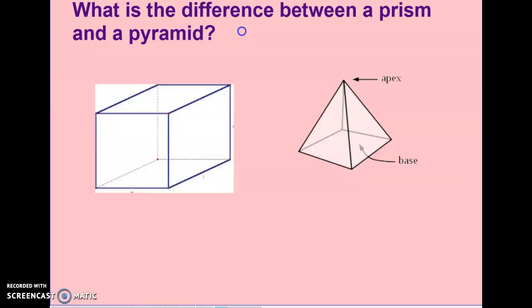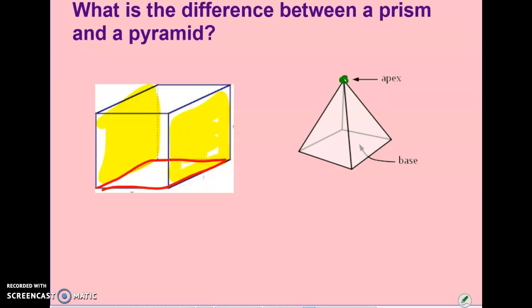First of all, a prism is going to have all flat sides that are congruent to each other and parallel to each other. This one right here, a prism, once again, is named by its base. This has a square or a rectangle base, so it would be a rectangular prism. A pyramid is going to come up to a point up here, which is called your apex.